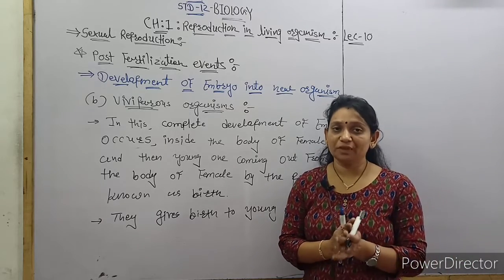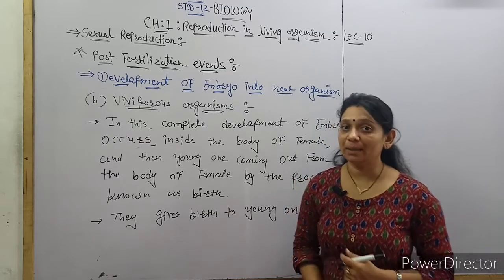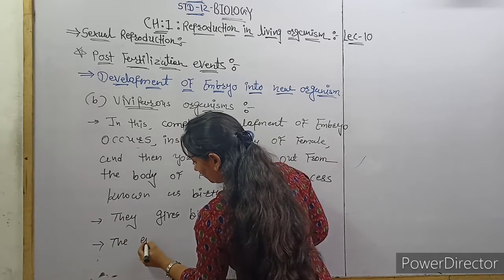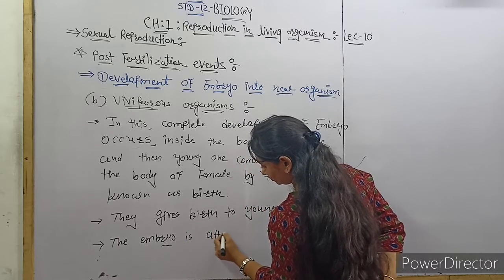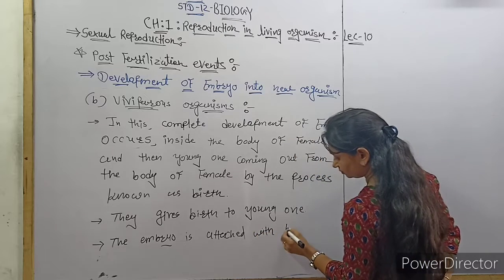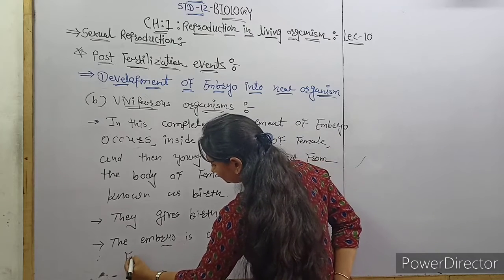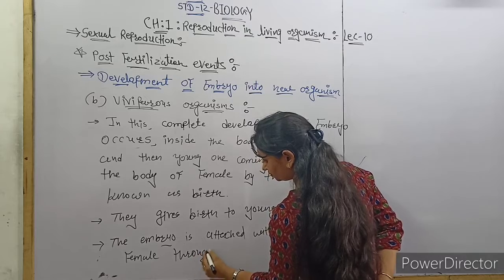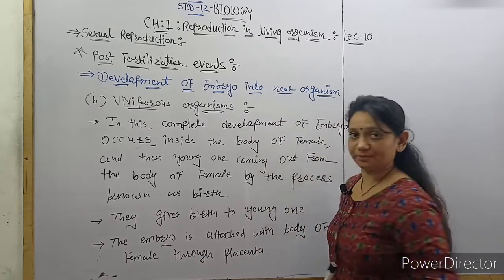Now we have one more thing. Inside the body of the female, the embryo is attached with the body of the female with the help of the placenta. The embryo is attached with the body of a female through the placenta. Fine.